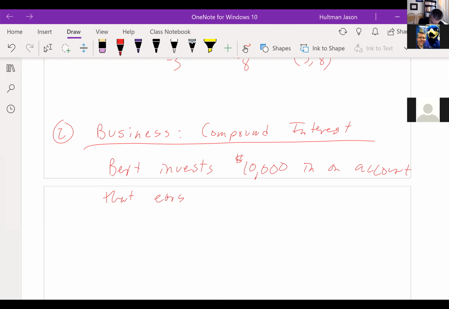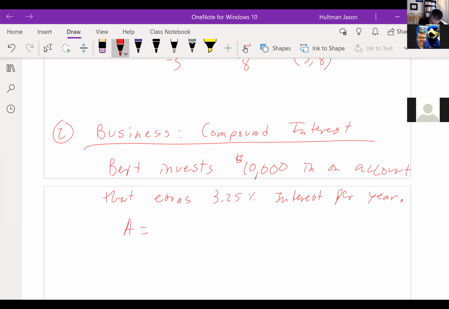That earns 3.25% interest per year. Okay, so 3.25 interest. How would I set this up? We're going to say that it's compounding annually, right? It doesn't tell me that it's compounding biannually or semi-annually or anything like that. So I'm going to assume, okay, find the function. Let's find the function here.